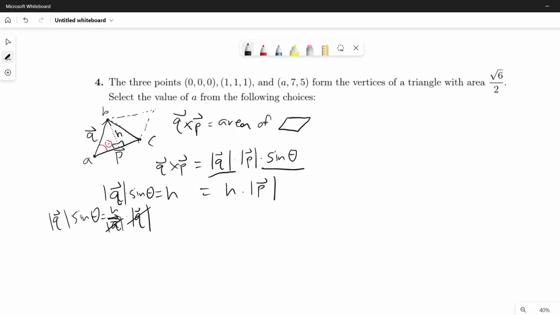But we want a triangle, so we can just take half of that. So half of the cross product here would be the area given here. So now we can go back.